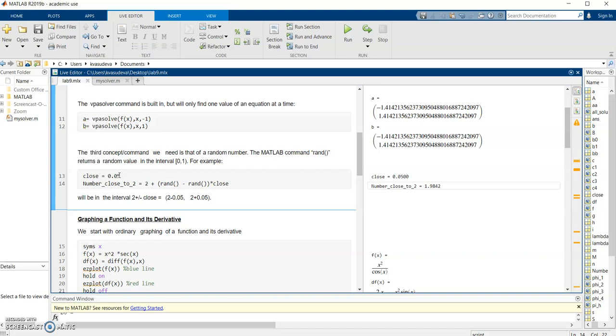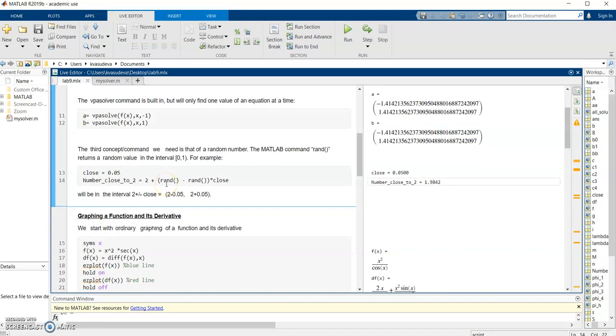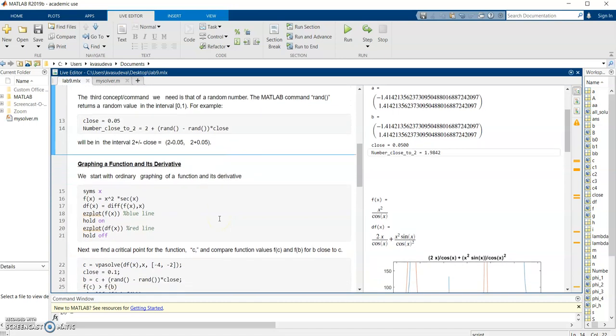So in that case you will have a number within the interval 1 plus or minus 0.5. From this I have 1.984142. This changes all the time because you're creating a random number whenever you run the code.